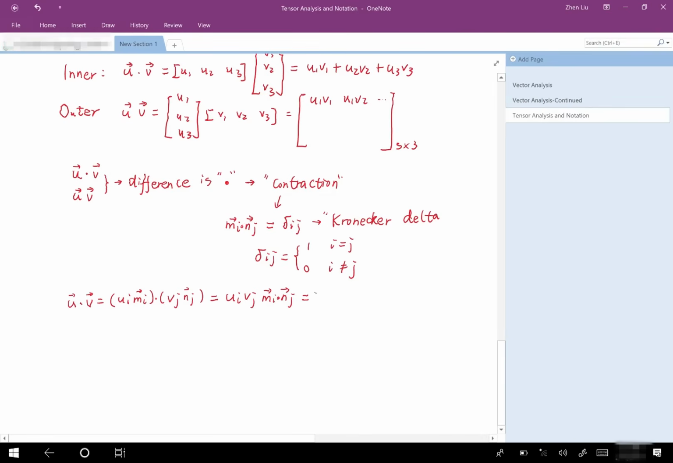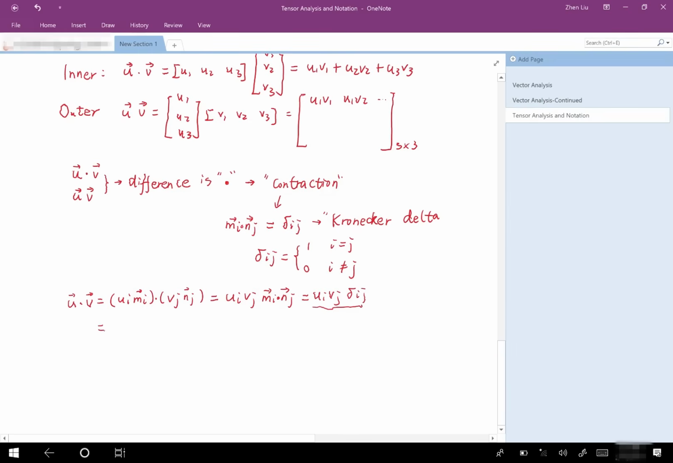So this equals u_i v_j delta_ij, right? This is a dot product between two vectors. Actually, here are two sets of basis vectors. And we know that they equal delta_ij because this is the contraction. And the contraction means that i and j are identical. So we need to get this one. Can everybody understand this? So that's contraction. And then let's take a look at this one, see what happens.